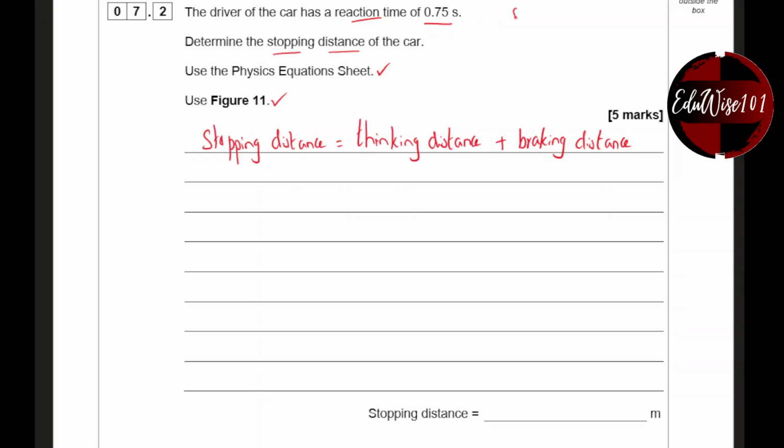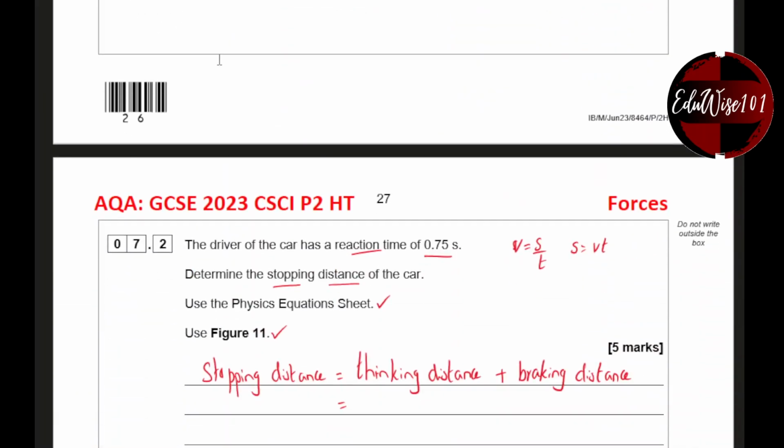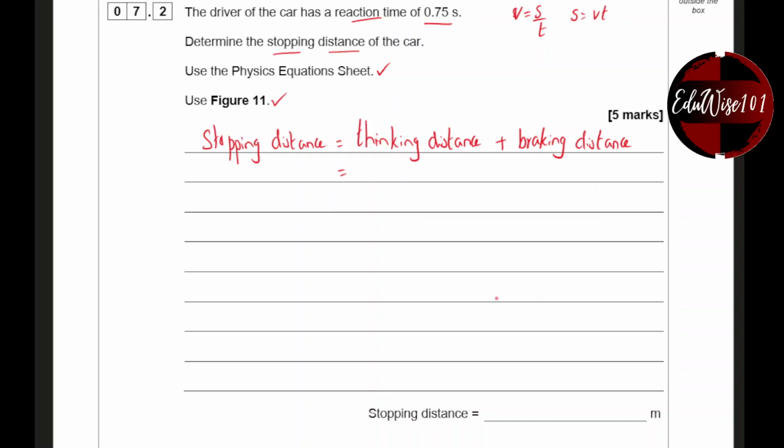So speed equals the distance divided by the time. So s equals vt. So the thinking distance would be, the initial velocity is 26, so 26 times 0.75 is the thinking distance, which is 19.5 meters. To that, I need to add the braking distance.